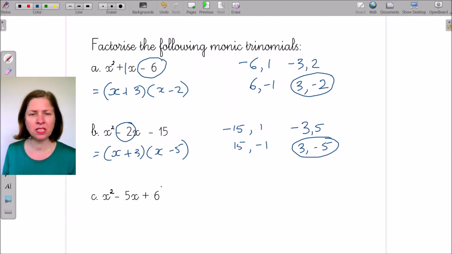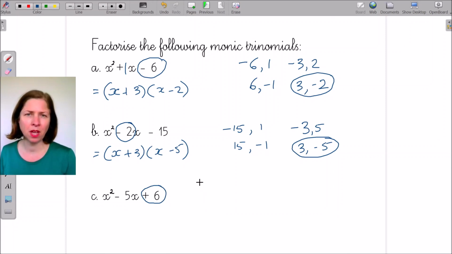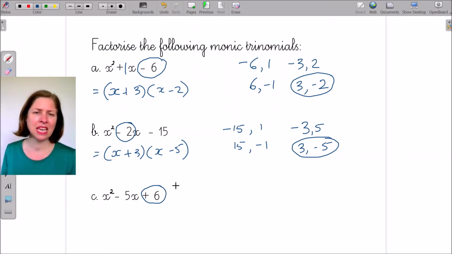Now this one has a positive 6 here. So I definitely want factor pairs that multiply to give me positive 6. But the other thing that's going on here is they have to add up to negative 5. So there's two possibilities. If I have two numbers multiplying to give me a positive number, either they're both positive or they're both negative. Now, if they're both positive, they're not going to add up to negative 5. So the other possibility here is for 6, I could have negative 6 and negative 1, or I could have negative 3 and negative 2.